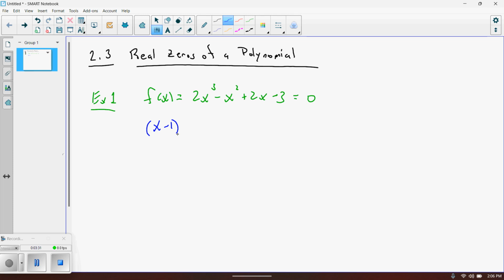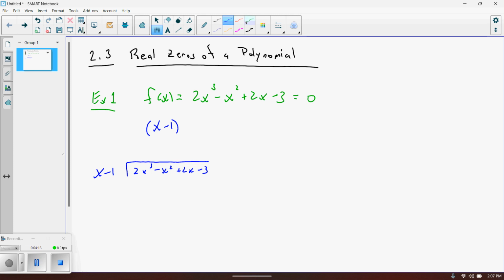So let's go ahead and set up a long division. So long division, you're going to take the function, which is 2x cubed minus x squared plus 2x minus 3, and we're going to divide that by x minus 1. So hopefully the whole long division symbology here looks right to you guys, looks like something you've seen before. It's just like doing long division with numbers, except that you're using polynomials.